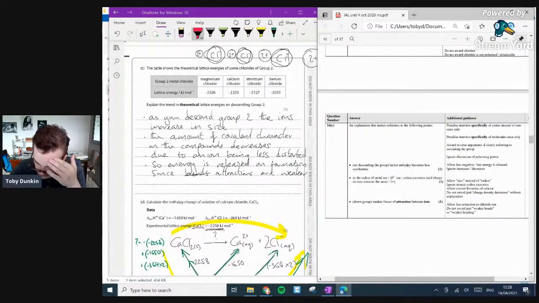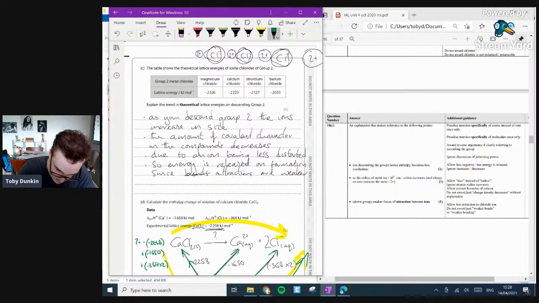Next. Explanation of the following. Lattice enthalpy becomes less exothermic. So energy is released on formation. Attractions are weaker since less energy. I've made another mistake. I was meant to say less. That's the mark. I'll lose that one because I didn't say the word less. I just skipped it in my writing.